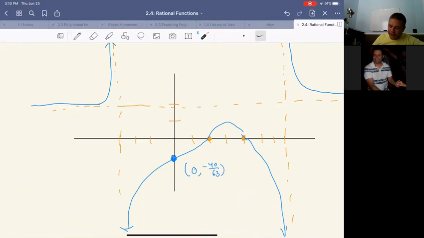And what I wanted you to notice is that it is indeed negative. It's underneath the x-axis.